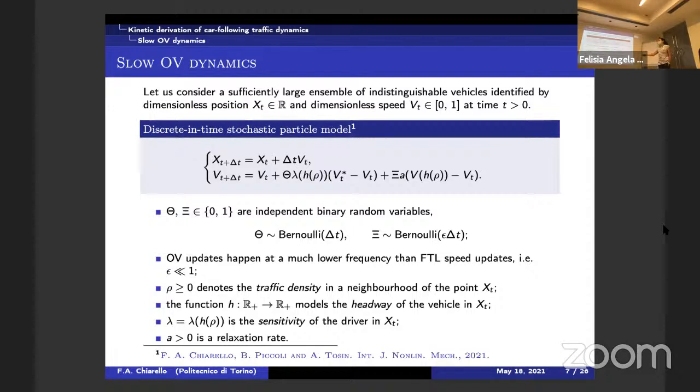So optimal velocity updates happen at much lower frequency than follow the leader speed updates, because this epsilon is much lower than 1. Rho denotes the traffic density in the neighborhood of the point x_t. The function h models the headway of the vehicle. Lambda is the sensitivity of the driver in x_t, and a is a relaxation rate.